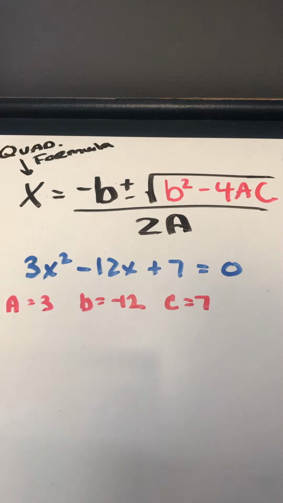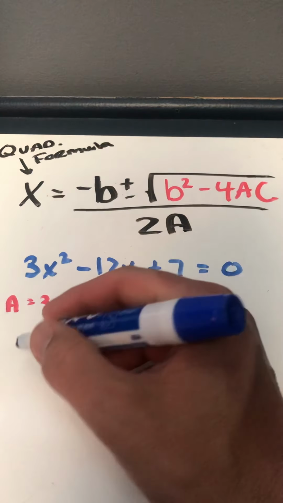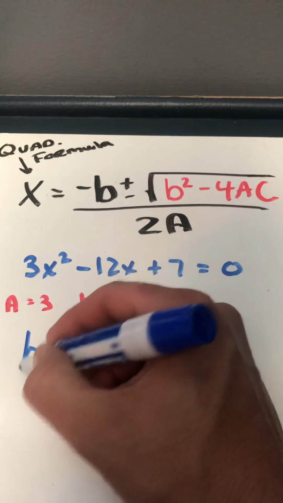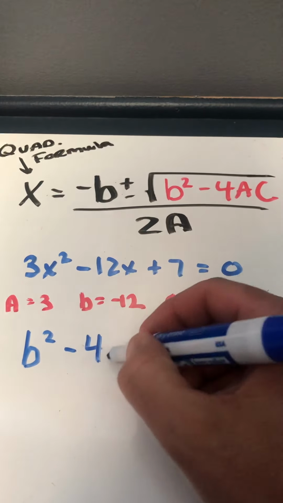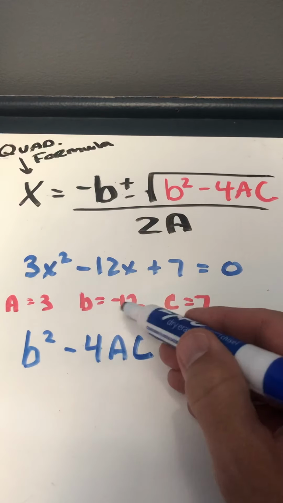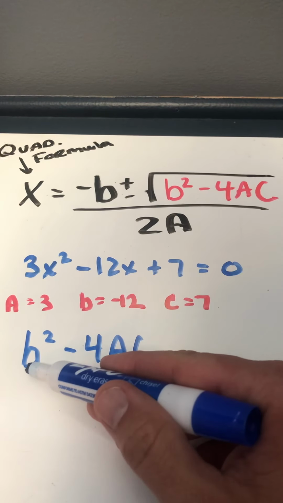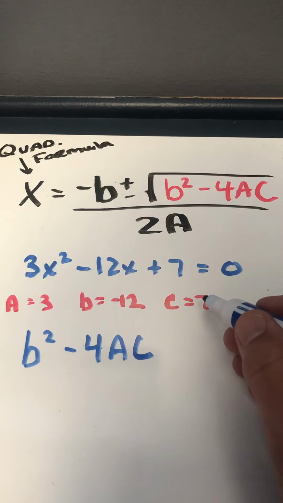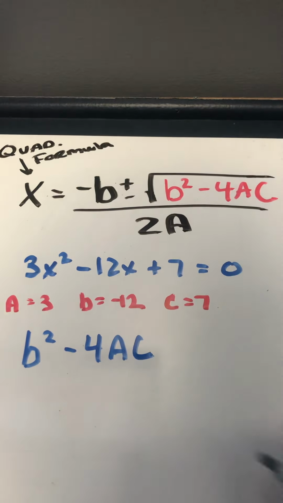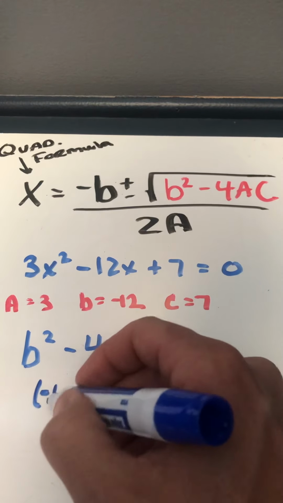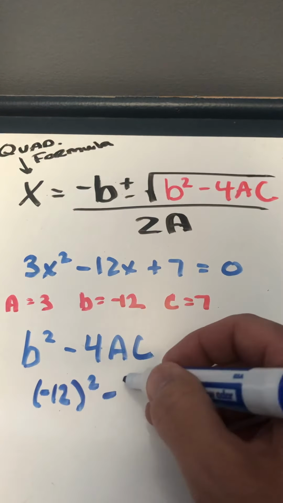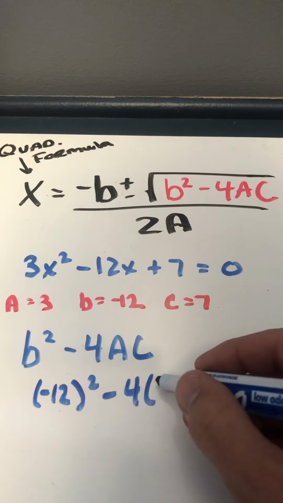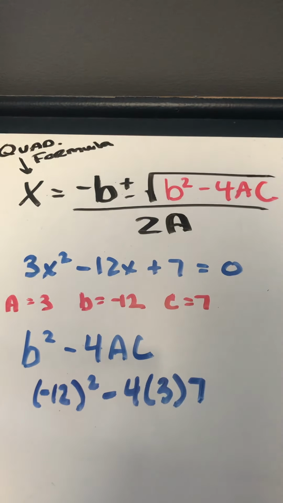Our next step is to substitute the a value, the b value, and the c value into the discriminant test. Again, we're dealing only with the b squared minus 4ac right now. And so we will take the negative 12 and replace b with that. We will take the 3 and replace a with that. And we will take the 7 and replace c with that. When we make our substitution, this becomes negative 12 squared minus 4 times 3 times 7.